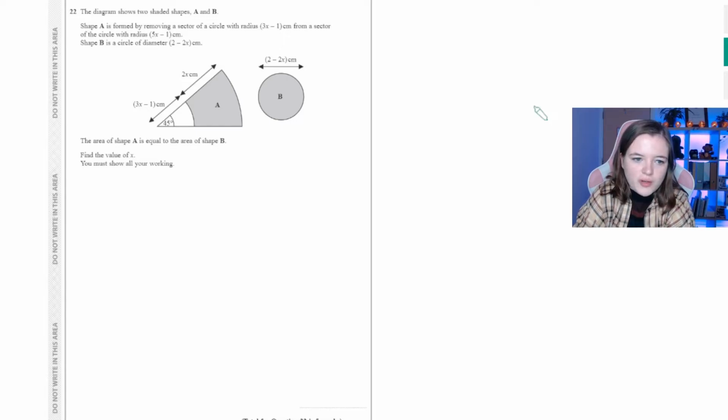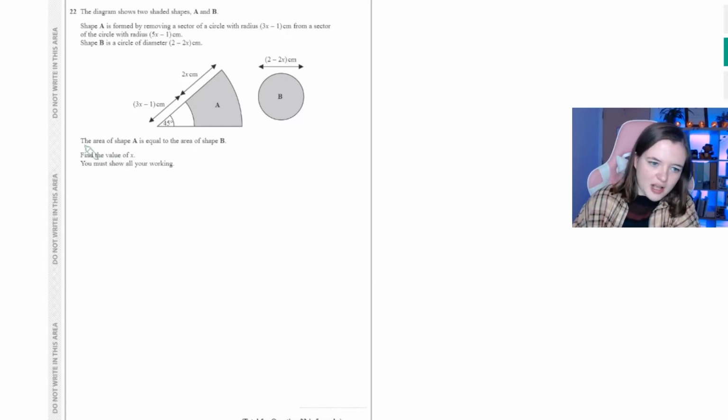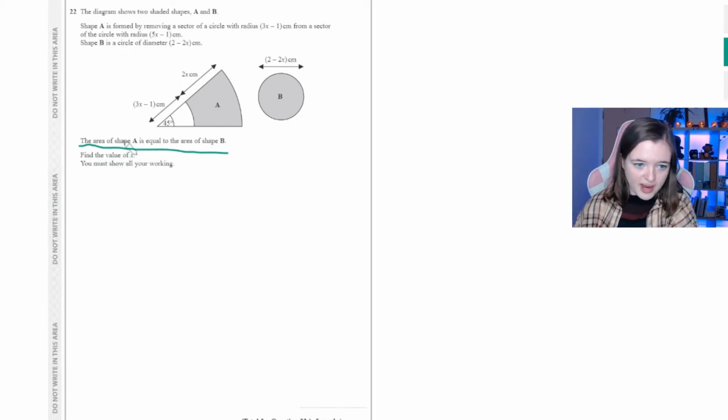You must show all your working. Okay, this sentence tells me all I need to know. Area of shape A equal to the area of shape B. I'm finding areas here, right? I need the area of A, area of B, make them equal, solve for x. So I'm going to swerve this for now, that looks complicated.